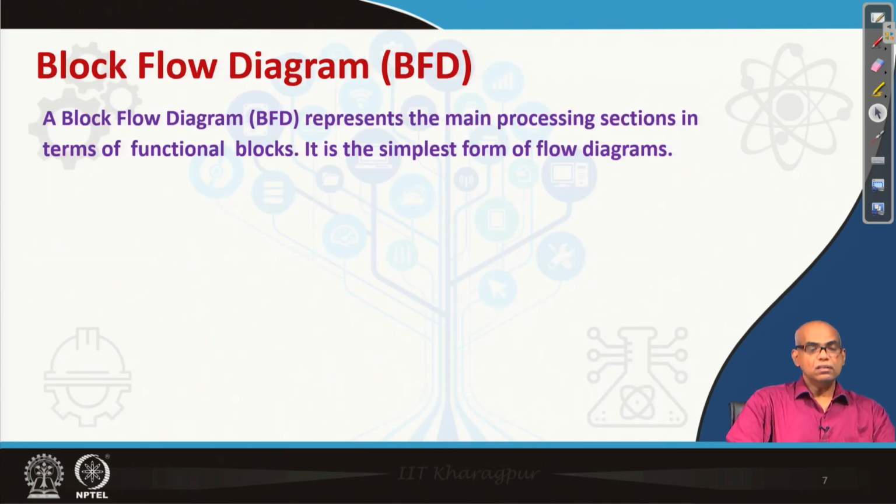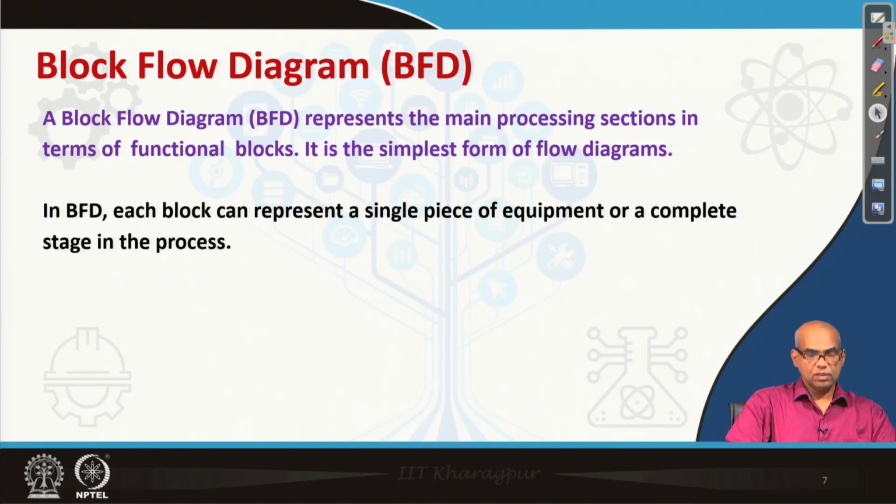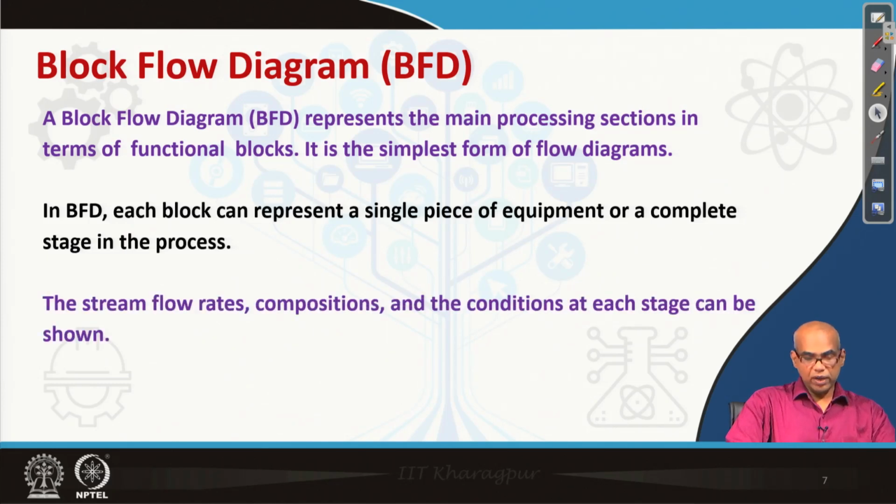Now, let us learn a little bit more detail about these flow diagrams. Let us start with block flow diagram. A block flow diagram represents the main processing sections in terms of functional blocks. So, it is the simplest form of block diagrams. In block flow diagram, each block can represent a single piece of equipment or a complete stage in the process. The stream flow rates, compositions and the conditions at each stage can be shown.